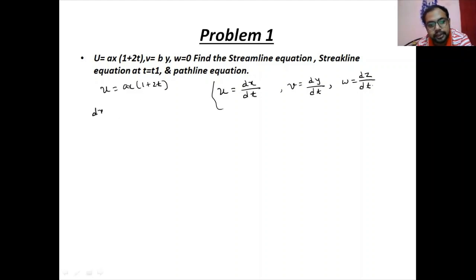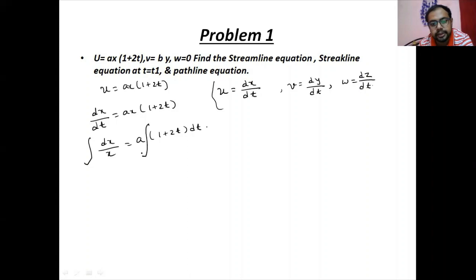So dx/dt is equal to ax into 1 plus 2t, so dx by x is a into 1 plus 2t dt. What should be the limit of this integration? That is the most important thing I'm going to tell you. In the case of the Streakline, if you know the definition of the Streakline, the limit will be some time mentioned, t is equal to t1. So final is t1.